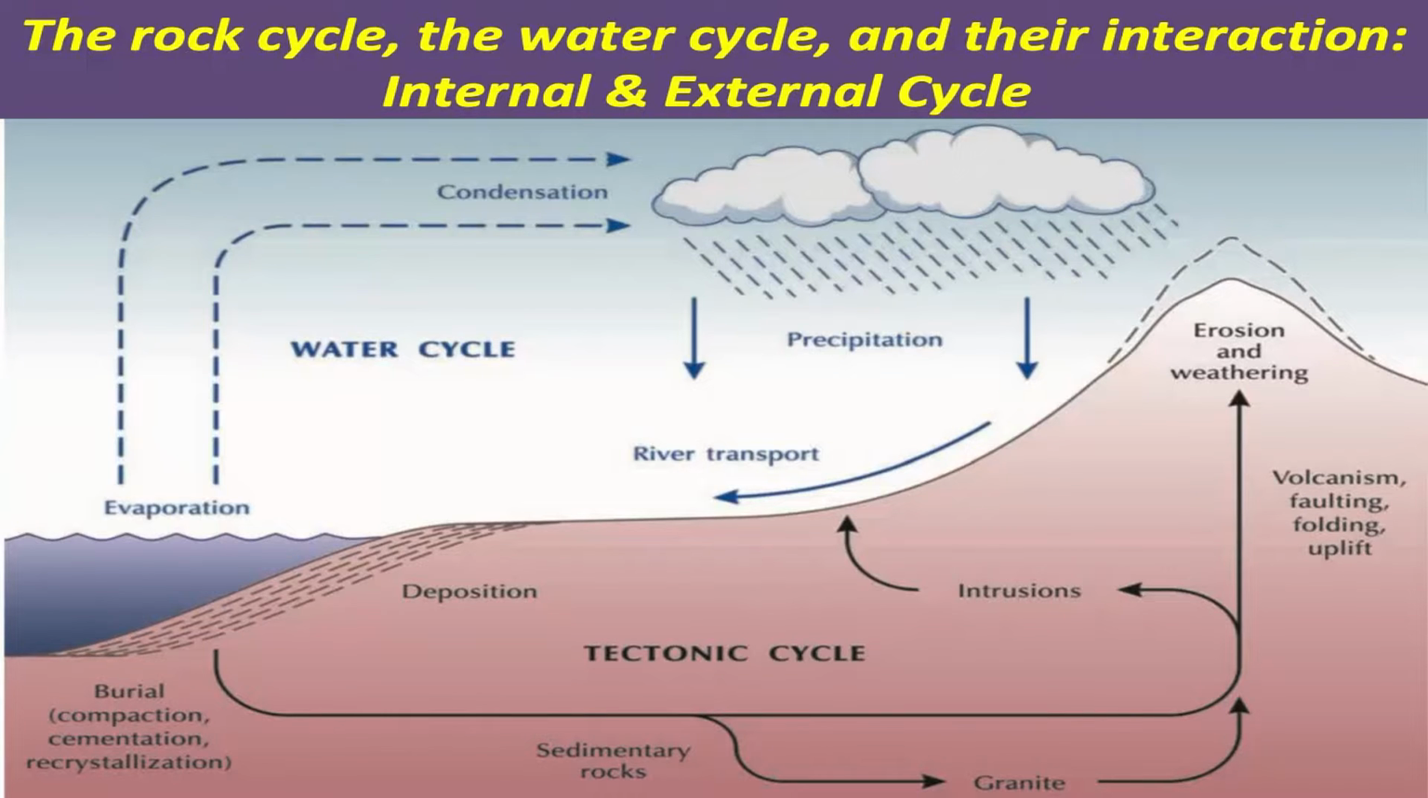Further, erosion will result because of the rain or different agents like glacial, that is ice, or aeolian activity, that is wind, and then mainly the precipitation. So we will have the river transport, and then it will be deposited into the ocean. So this is the connection between the water cycle, rock cycle, and the internal and external cycle.